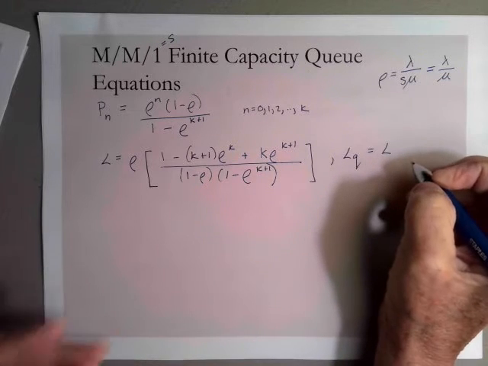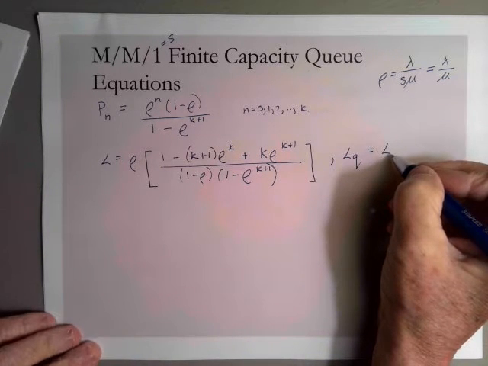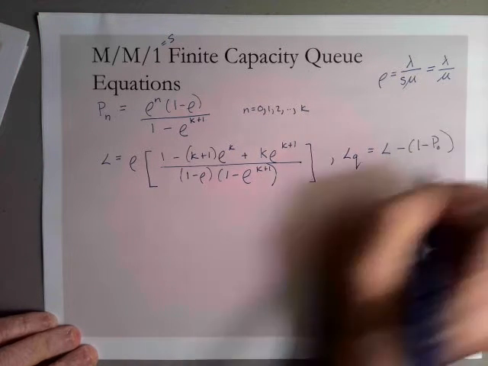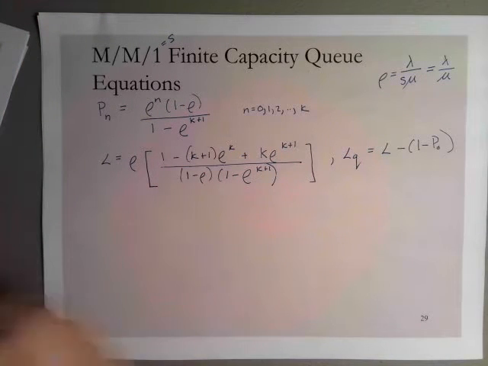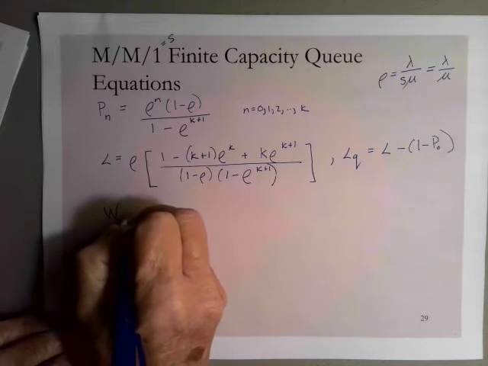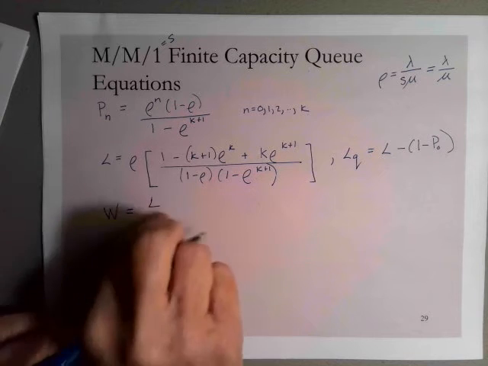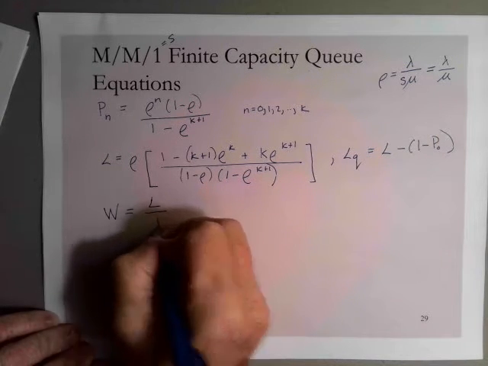These are average values. I keep forgetting to say average. Average number of people in the system, minus, and then we'll have 1 minus the probability that the server is idle. Then we can have the average amount of time spent in the system, which will be the average number of people in the system divided by my arrival rate.